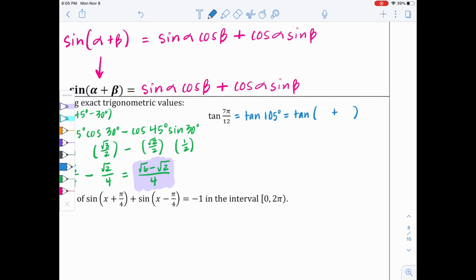I'm going to use 60 and 45 degrees. I could have also used something like 135 minus 30 degrees and done the same process. I'm now going to take the addition formula for tangent and expand the tangent of 60 degrees plus 45 degrees.